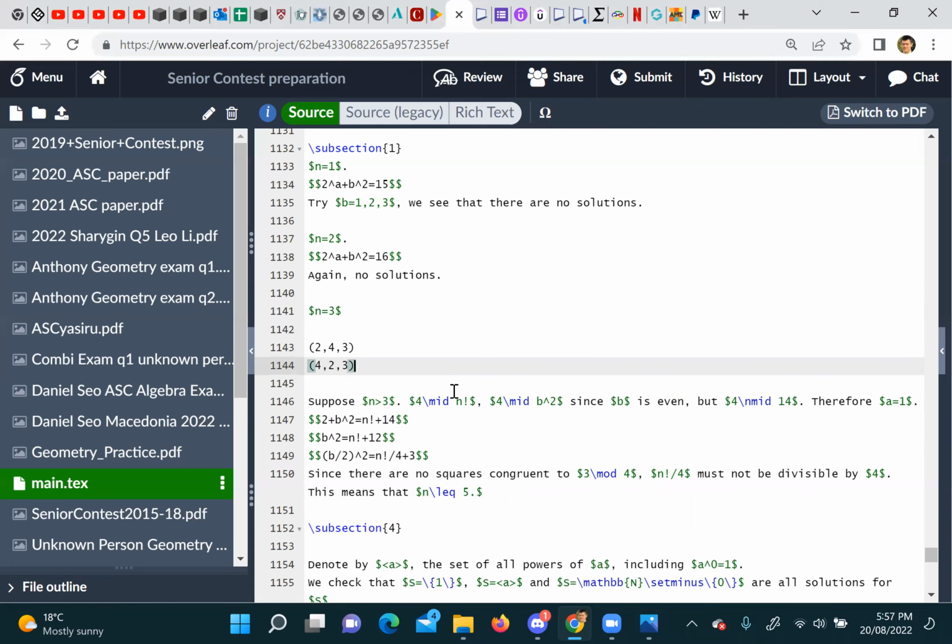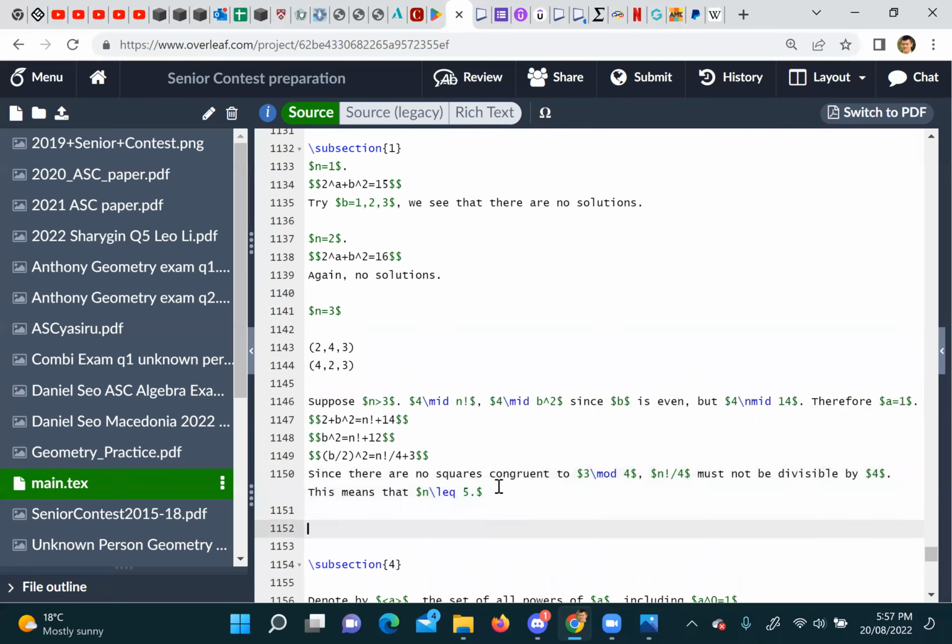Okay, well while we're going here, n is less than or equal to 5, yeah? So because n is greater than 3, it has to be either 4 or 5, right? So now we just have n equals 4 and n equals 5, yeah?